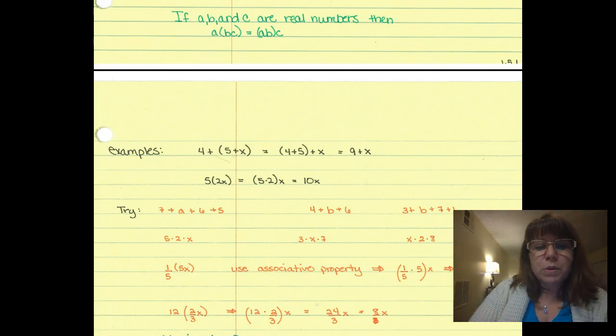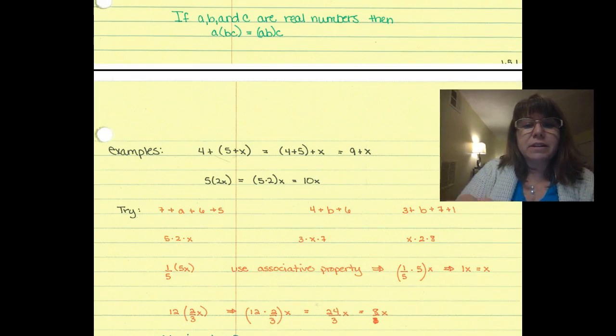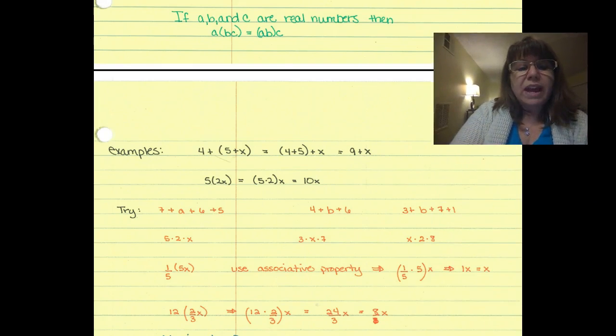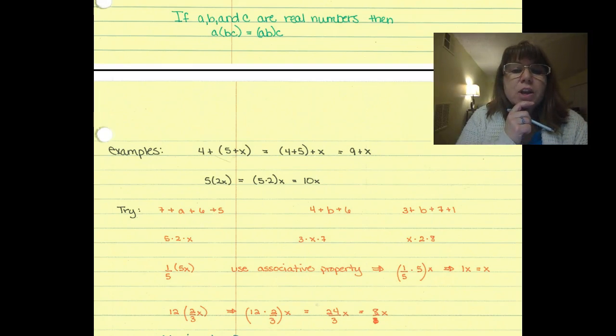So I put up a few examples here, and if you go ahead and try these, write them out. I have the solution down on here, but go ahead and try them out yourself. So 7 plus A plus 6 plus 5. And then another one is 4 plus B plus 6. 3 plus B plus 7 plus 1. Okay, so try those out. If you use the associative property to group the numbers with the numbers and the letters with the letters, it will help you out quite a bit.